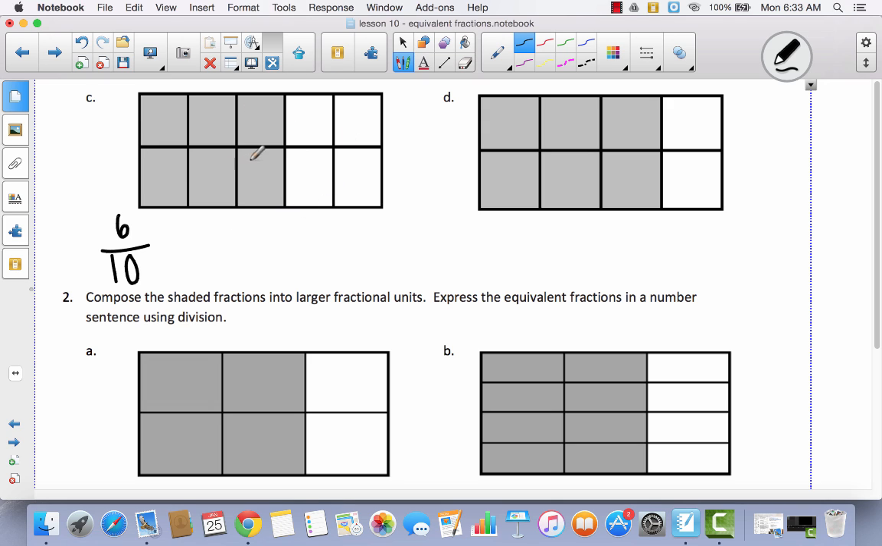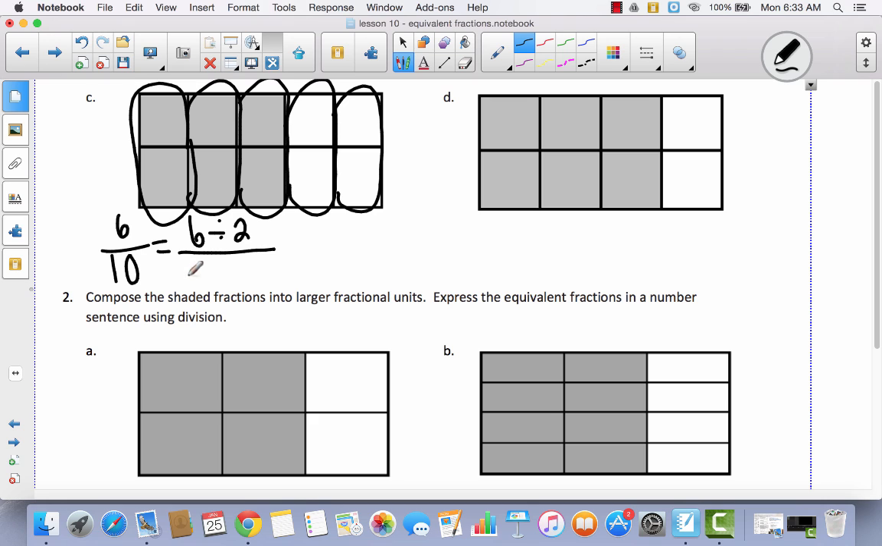So when I look at this, I can't do equal groups of 4. I can't do equal groups of 3. The only thing I could do is equal groups of 2. So I'm going to circle groups of 2. All right, so I took my numerator, which is 6, and I divided it into groups of 2. I took my denominator, I also put it into groups of 2, and I ended up with the new fraction, 6 divided by 2, which is 3, 10 divided by 2, which is 5. I ended up with 1, 2, 3 out of 1, 2, 3, 4, 5. I ended up with 3/5.